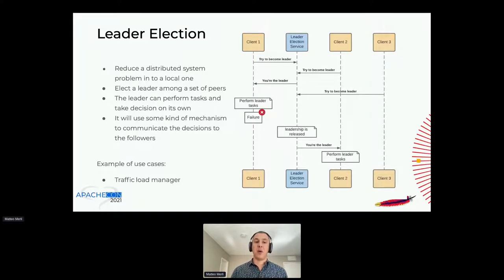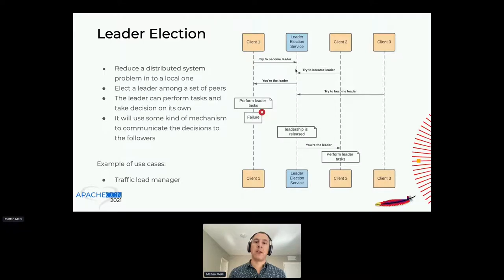One such example is the traffic load manager in Pulsar, which elects one leader to perform some assignments of groups of topics to brokers. That is done to make it easier and to avoid having this lagging feedback loop that might incur assigning traffic based on a stale view of the current traffic.